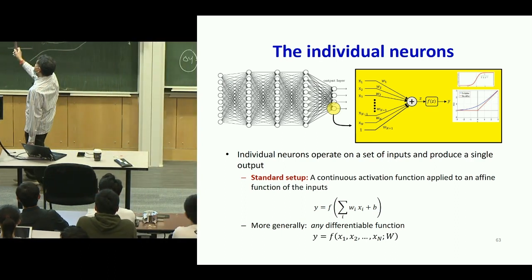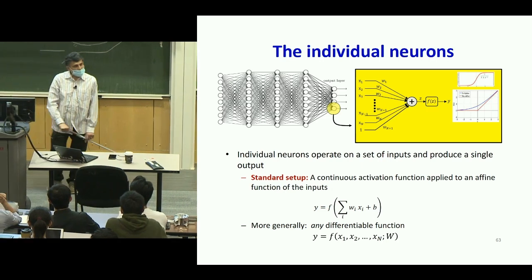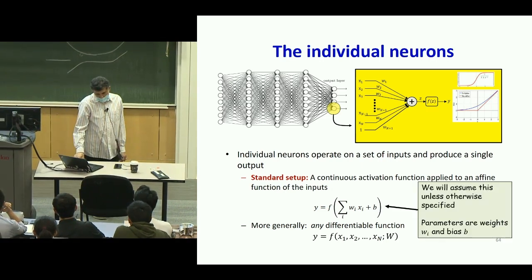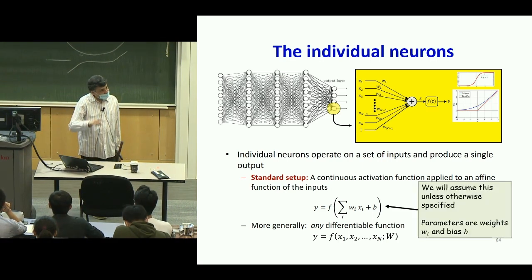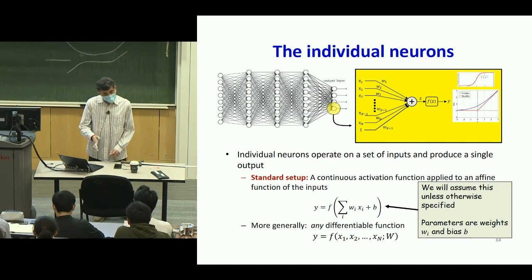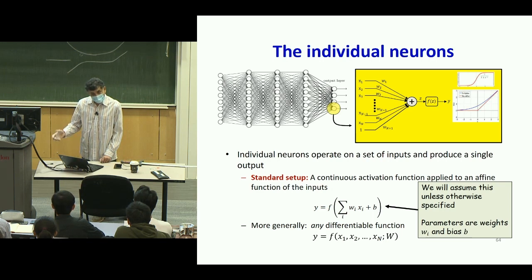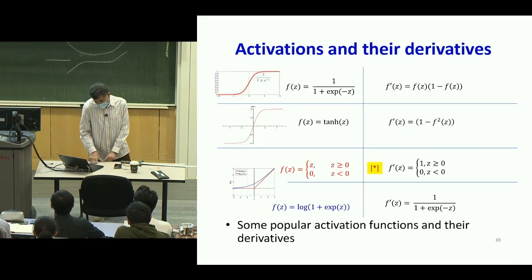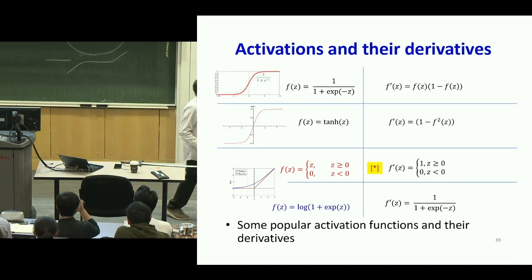But in general, it doesn't have to follow the format up there. You can have other kinds of formats. You can have any differentiable function of its inputs as this neuron. But we're going to assume the two-step function, where first you have an affine function being computed of the inputs, and then an activation is being applied to it. And so here are various kinds of activation functions.